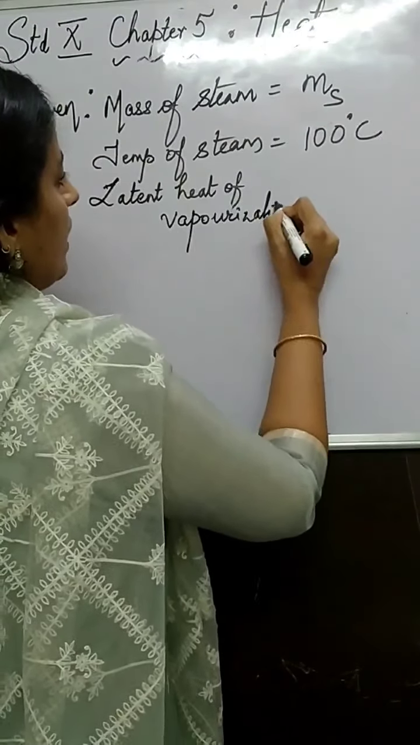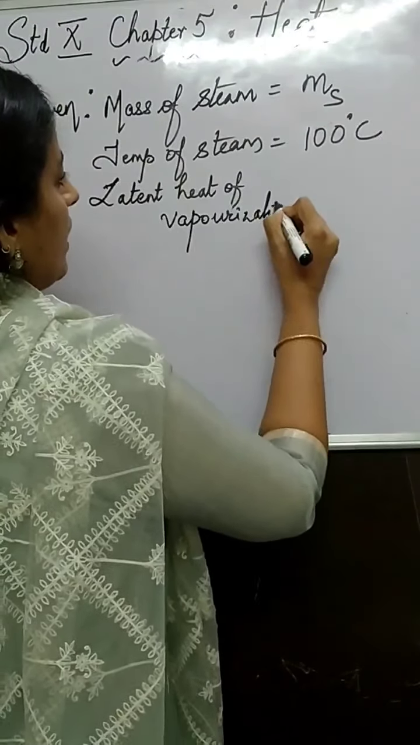When it gets converted into water, the temperature will become 50 degrees Celsius. So what is the change? 100 minus 50, plus mass of the steam, which we don't know, times the latent heat of vaporization, 540 calorie per gram. No need to write the units anywhere here. Now this will remain. Let us solve the bracket.